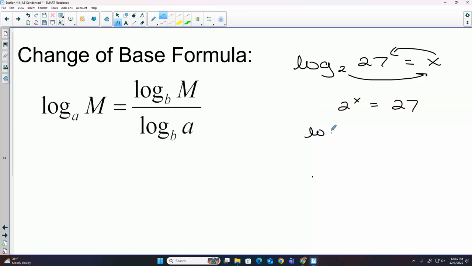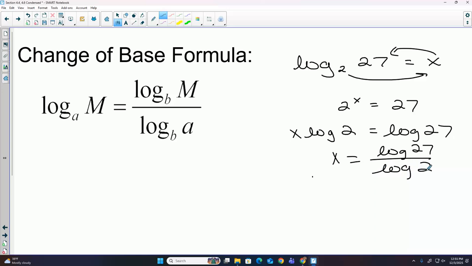You would add a log on each side, and your exponent will come down. Divide that over, so it ends up being the log of 27 divided by the log of 2. So that's why this rule works. If we're doing change of base formula, it's so we can enter it into the calculator easily, so we'll always be changing to just the regular log base 10. So it's just log of the argument divided by log of the base. And that's what we're doing every time.